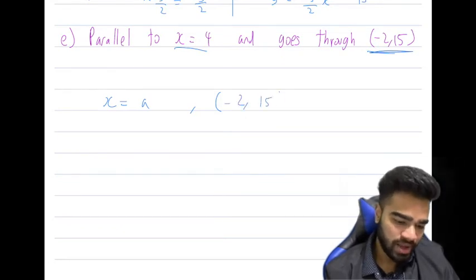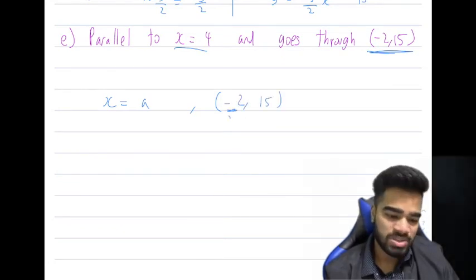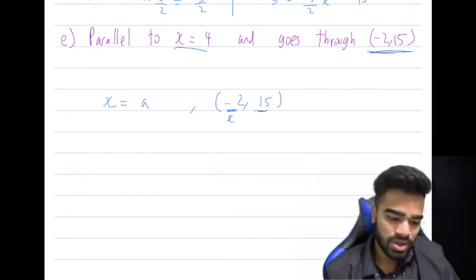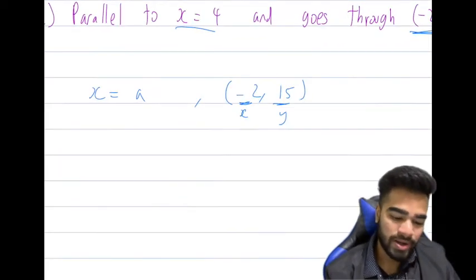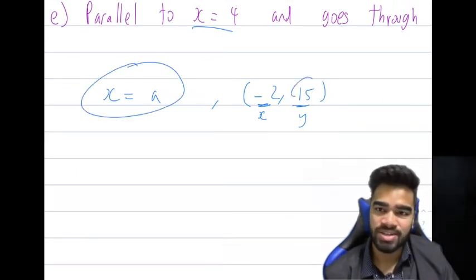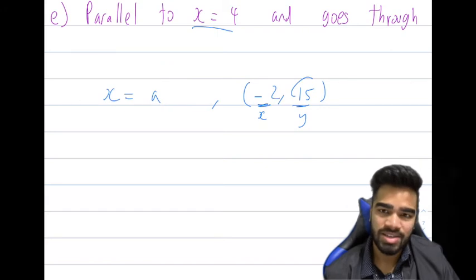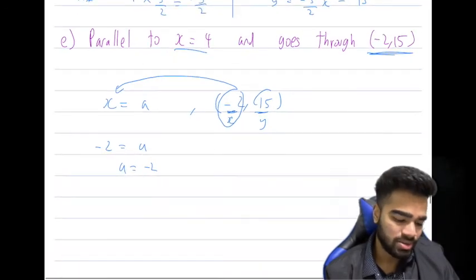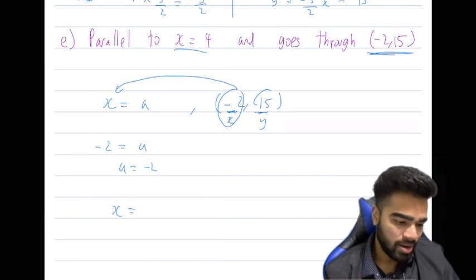So you sub -2 and -15, right? It's saying x is -2 and y is equal to -15. So let's sub this in, okay? And you'll notice there's no y in this equation, so I can't really sub y, okay? So it doesn't really matter. It doesn't matter what the y variable is. You just need to sub x into x. So -2 is equal to a. So pretty much a is equal to -2. So the equation of the parallel line is x is equal to -2.